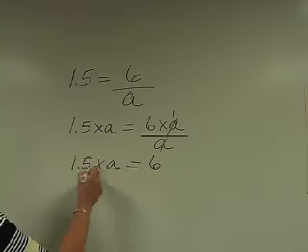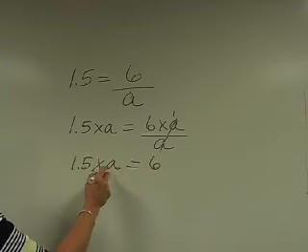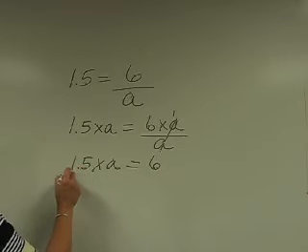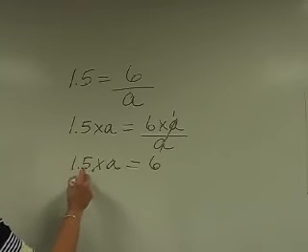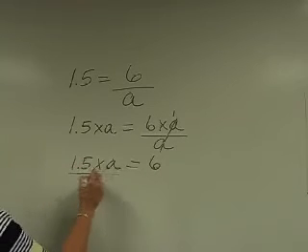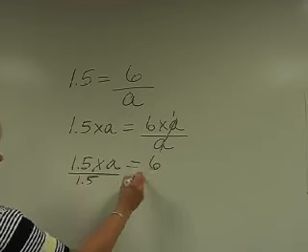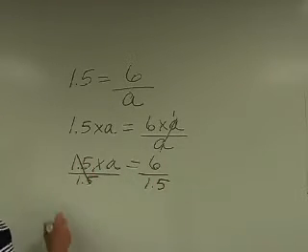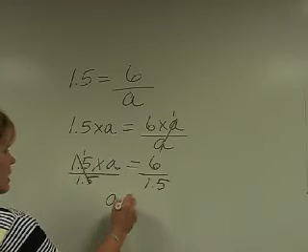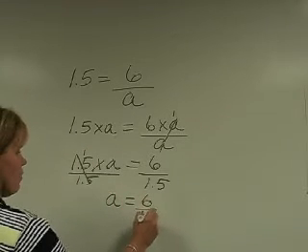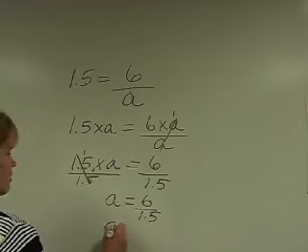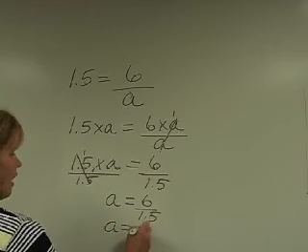Well, we still haven't solved for A, but now we have A out of the denominator, and if we divide this side by 1.5, we have that number divided by itself again. And so we can cross that out again because that equals 1, and now we're left with A equals 6 divided by 1.5. And if you just do that in your calculator, you have A equals, I hope, 4.